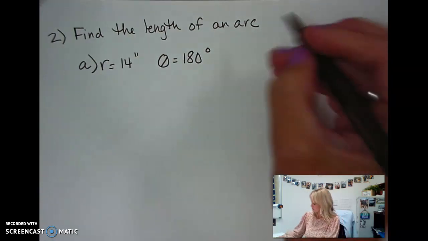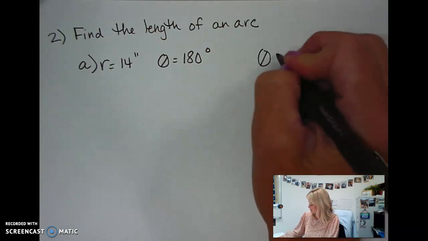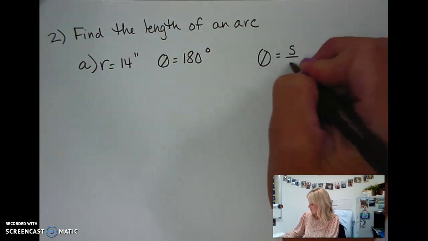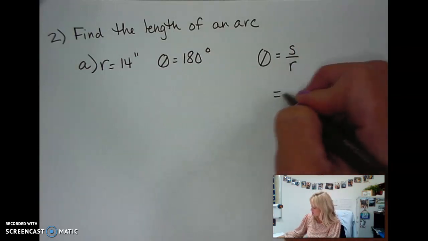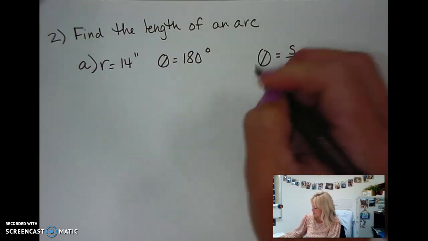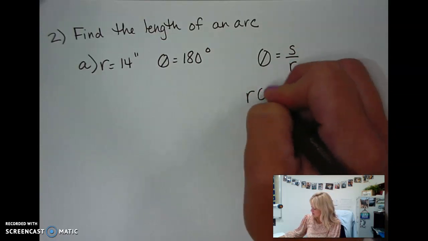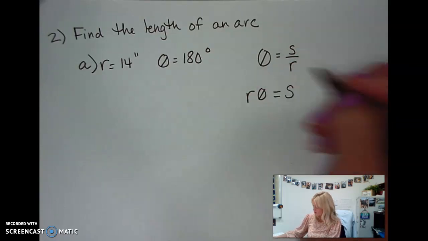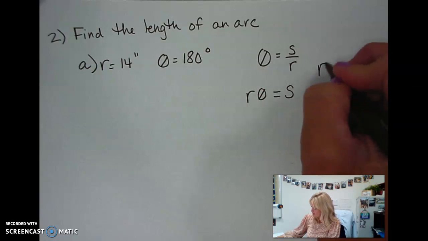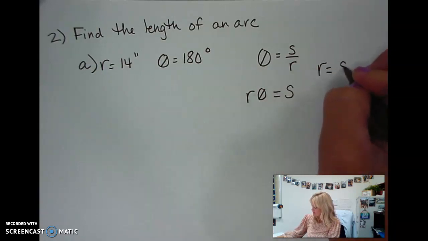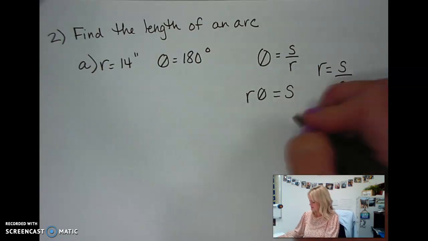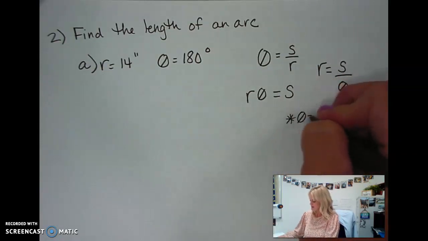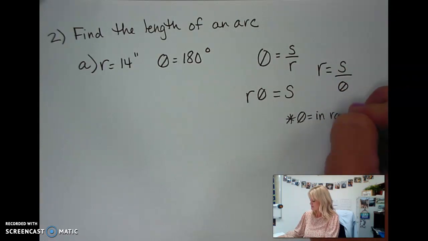Now again, if you recall, our formula was theta equals S over R. I can rewrite this formula for S: multiply both sides by R, so S equals R times theta. Or I could rewrite it for R, dividing both sides by theta. So you can rearrange this every time, but again, remember theta has to be in radians.